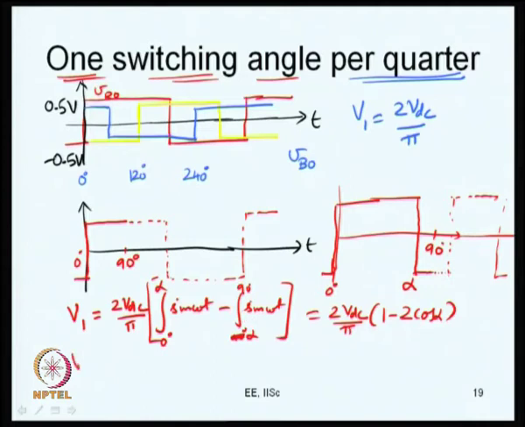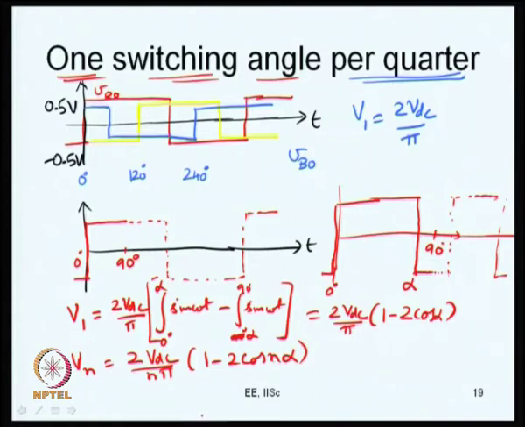And if you consider the nth harmonic instead of the fundamental, this is going to give you something like 2 VDC upon n pi times 1 minus 2 cos n alpha. This is just applying Fourier series. Since the waveform has quarter wave symmetry, we need to consider only one quarter of the waveform, and we are able to calculate V1 and Vn or any nth harmonic as given like this now.